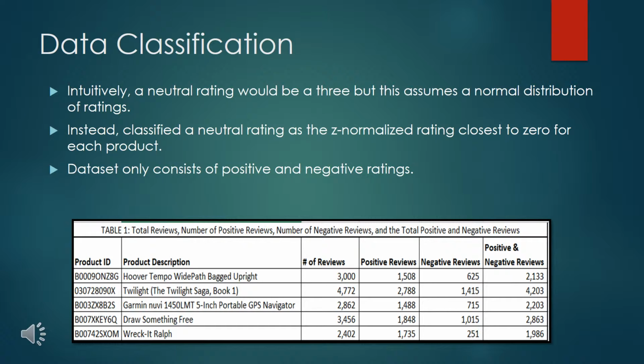The data set will only consist of positive and negative reviews. The neutral rating will be removed. And below, the table shows a breakdown of the number of positive and negative reviews and the total data set for each item. You'll see that the positive reviews pretty much dominate the negative reviews 2 to 1.